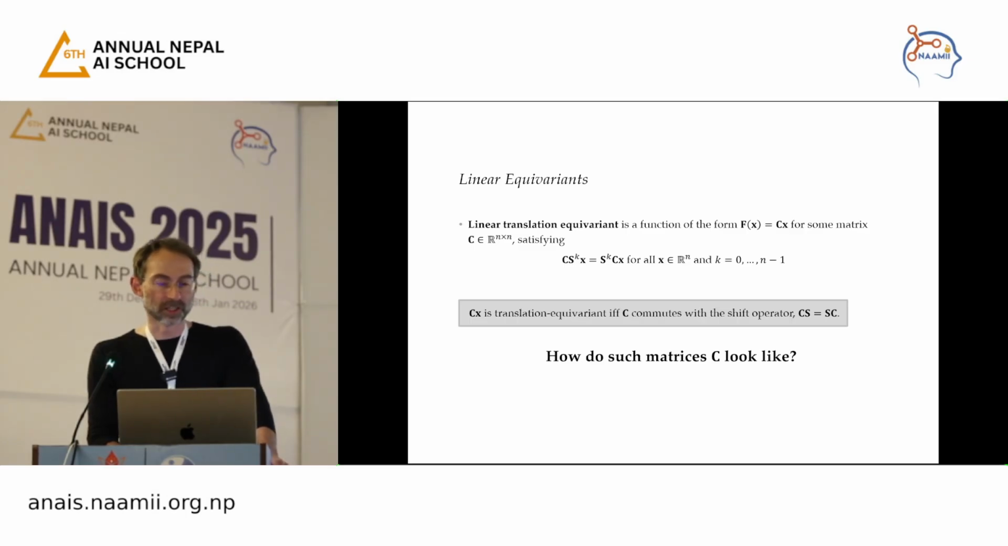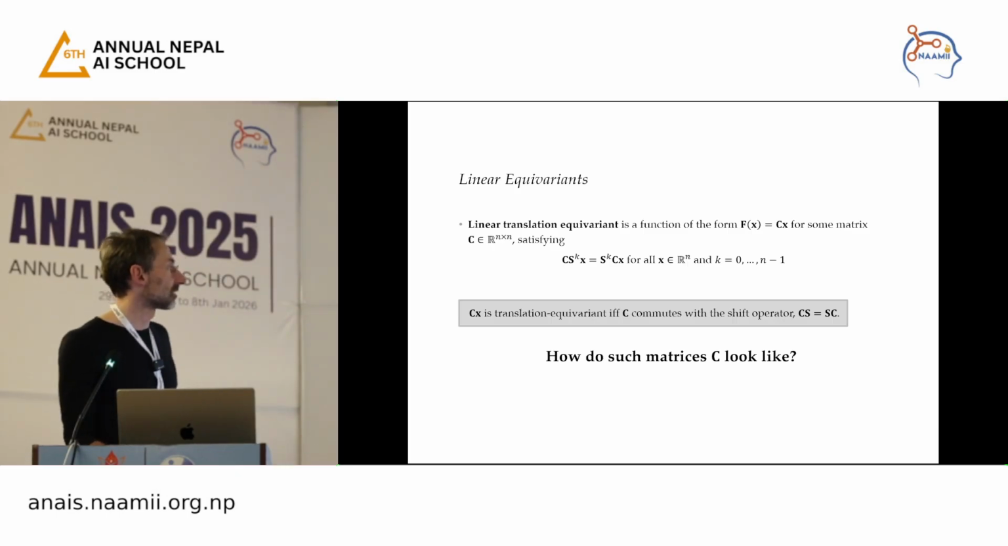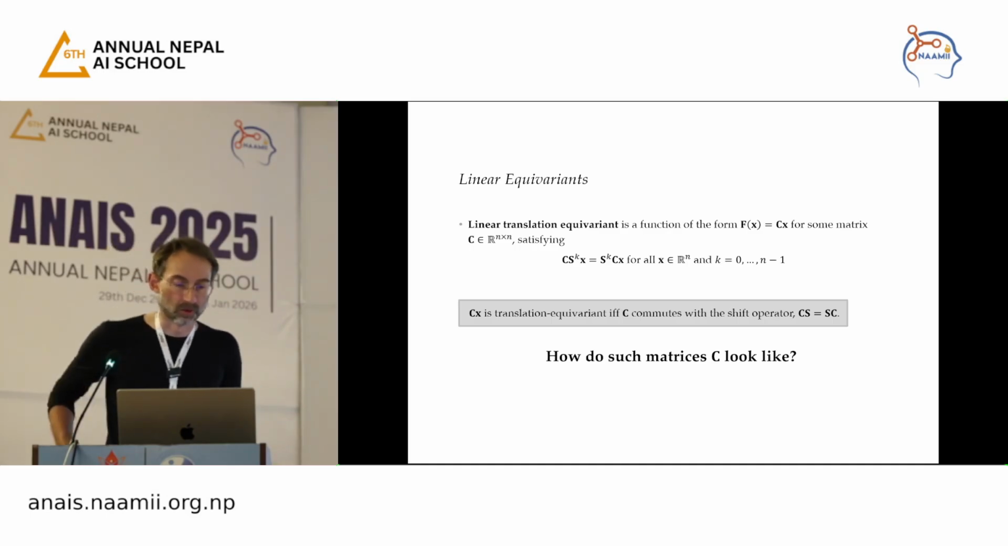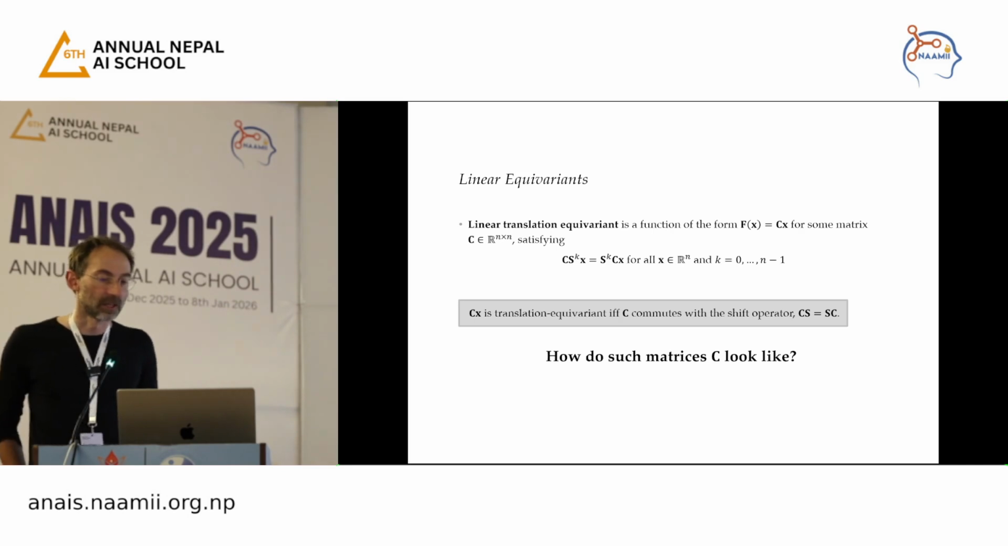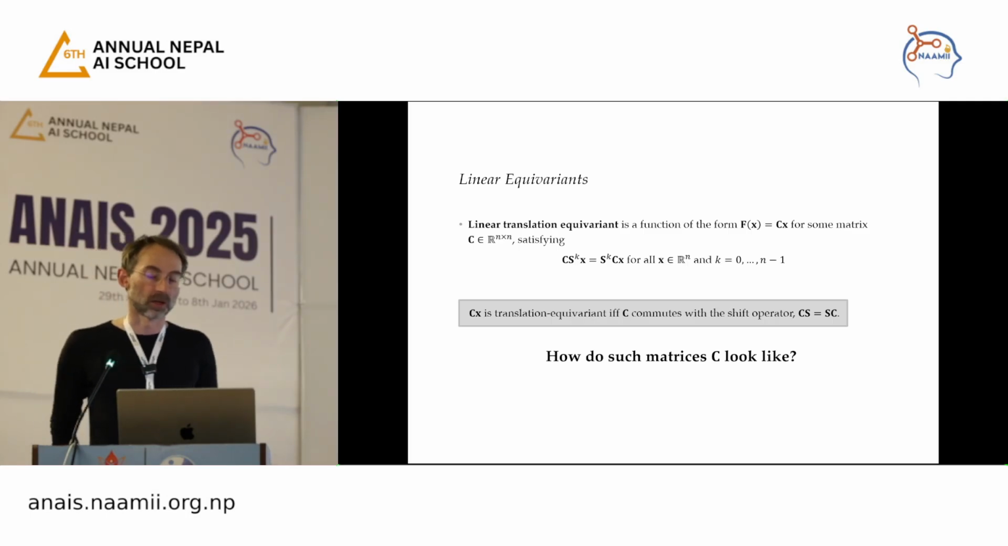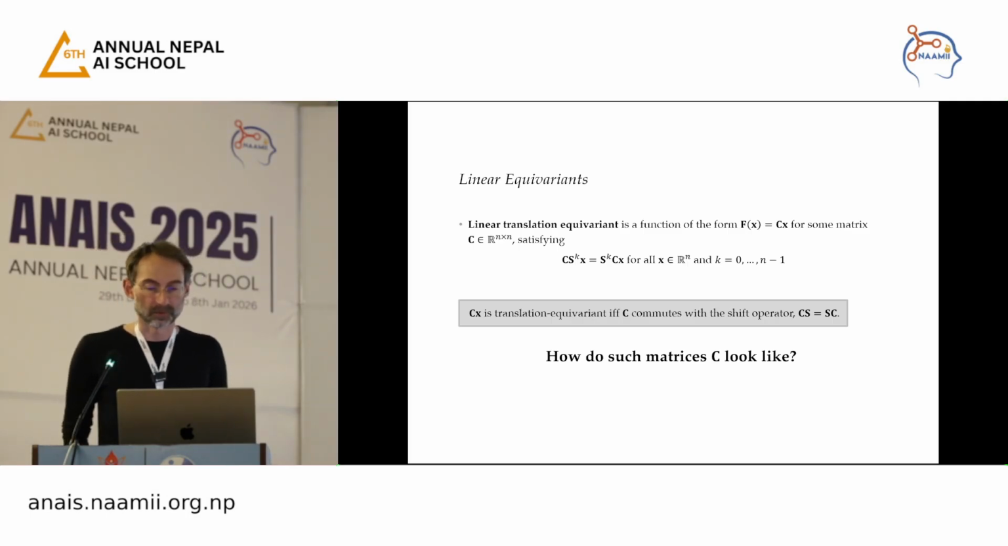Okay. So what is a linear equivariant? Translation equivariant is a function of this form, a linear function, so it looks like Cx, where C is some matrix of size n by n. Now we need to satisfy commutativity with the shift. Any shift means that I can first shift by k positions and then apply the matrix C, or the other way around, and the result will be the same. So basically Cx is translation equivariant if and only if C commutes with the shift operator, so CS equals SC.